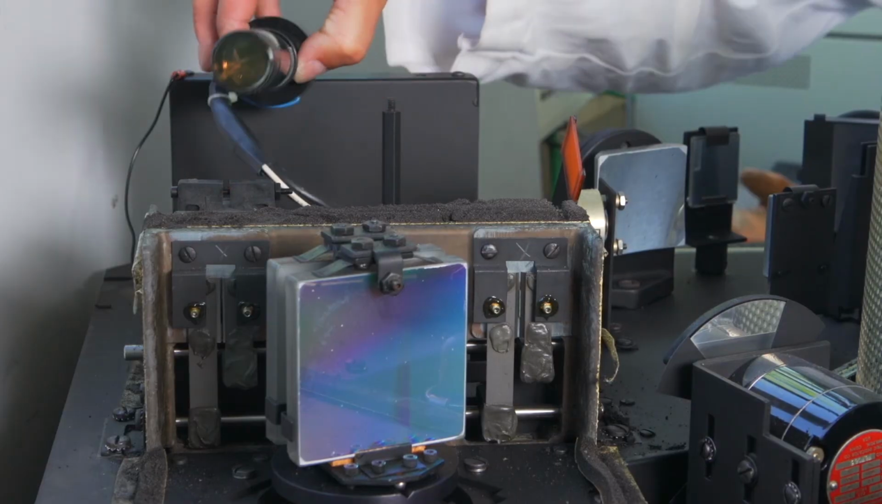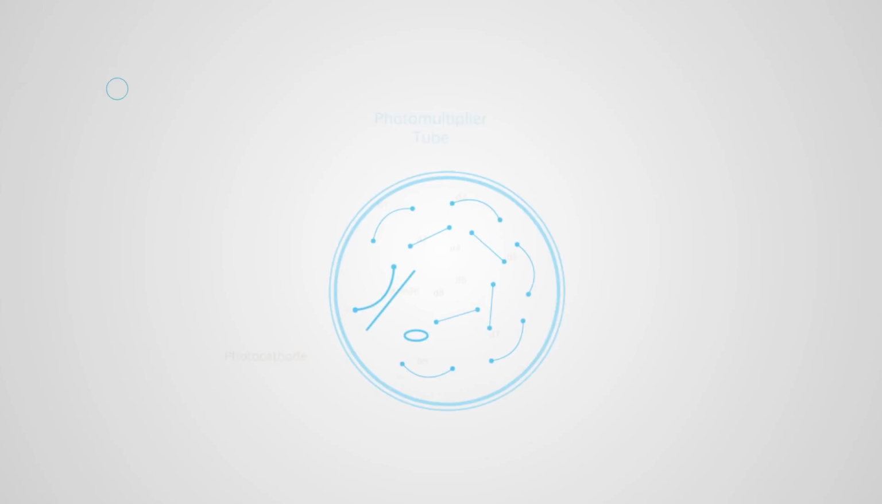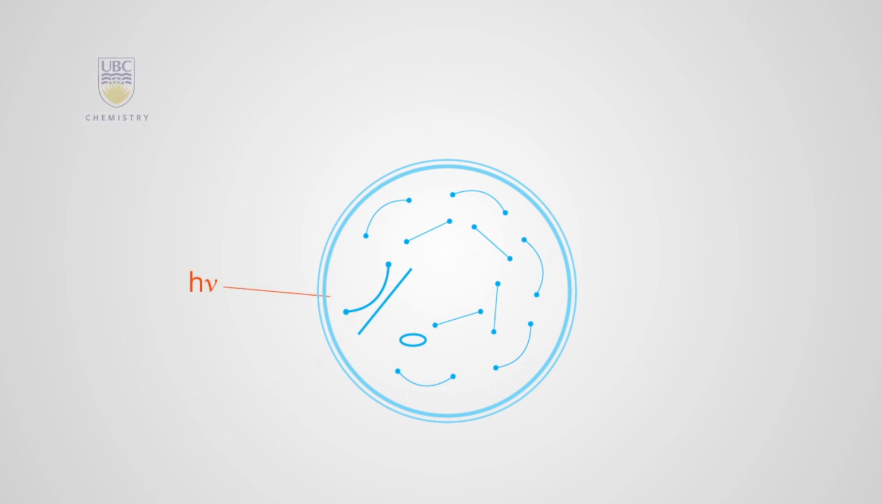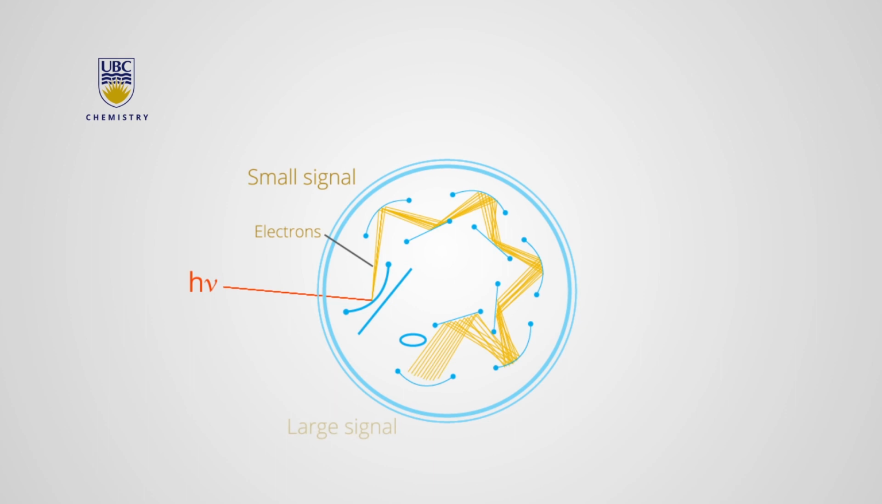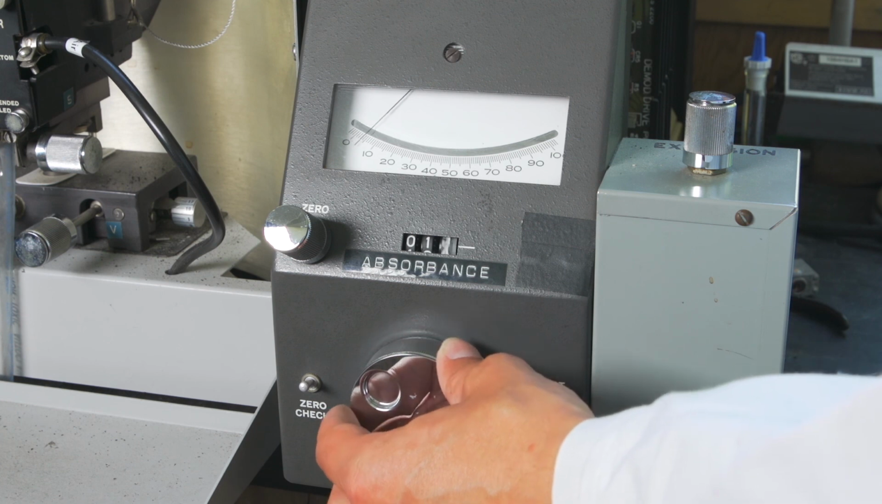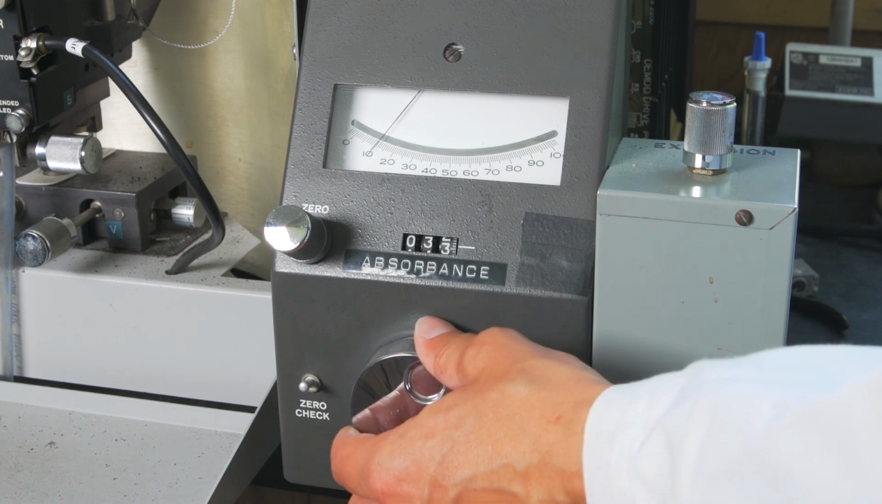In the PMT, the photons strike the photocathode, causing electrons to be emitted. To amplify the signal, the electrons are accelerated towards 9 consecutive dynodes, where a cascading effect of the electron emission occurs. The signal from the PMT is converted into an electronic signal, which leads to an absorbance reading.